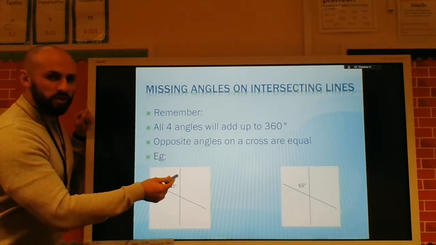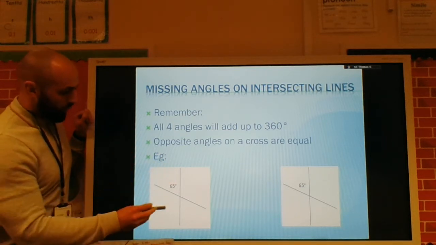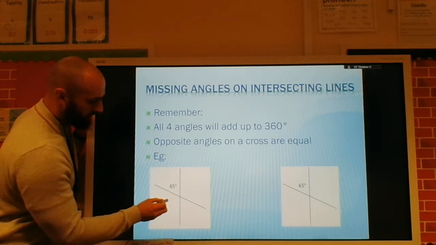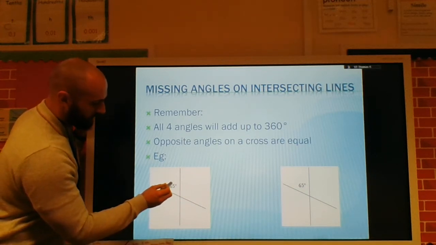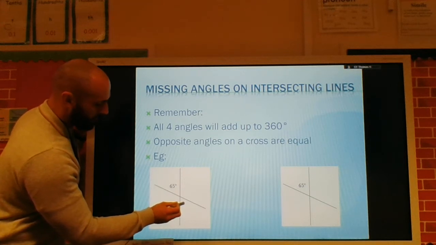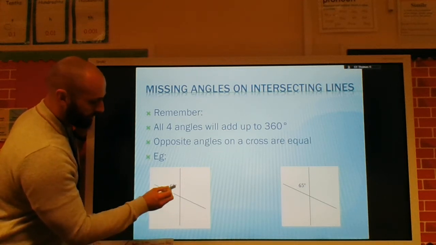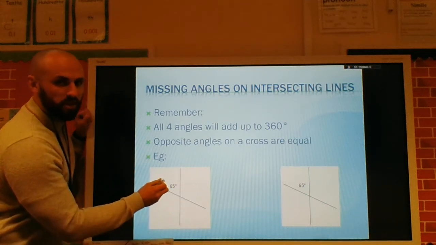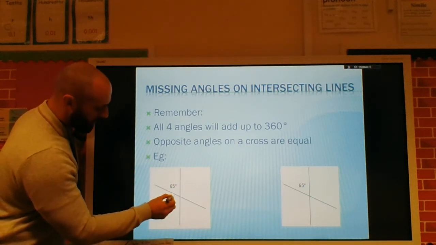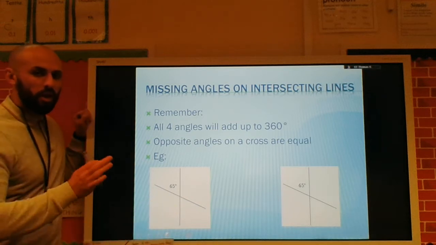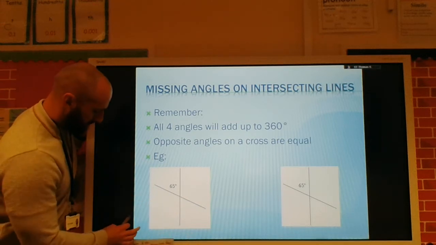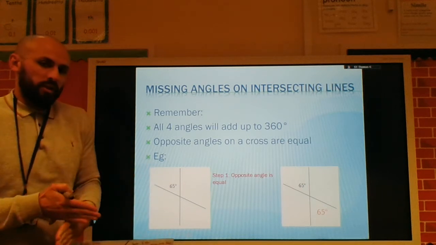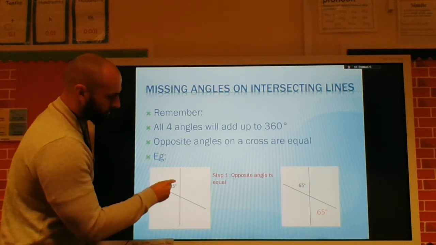Now you might not need this information for today, but I could also then work out this angle and this angle. Because if I did 65 add 65, then those two added together, I would take away from 360, halve that, and it will give me the two missing angles there. Don't worry about that too much today, you won't need that today. Just remember that when you have intersecting lines, opposite angles are the same.